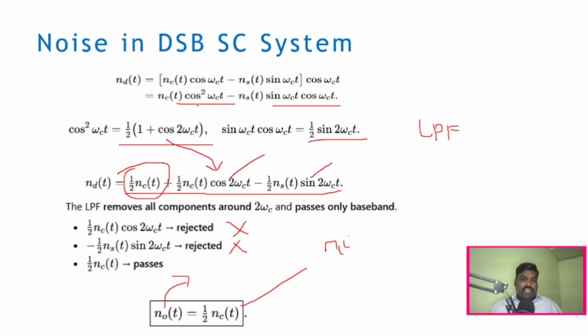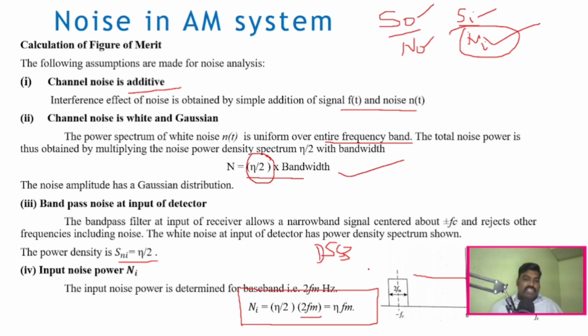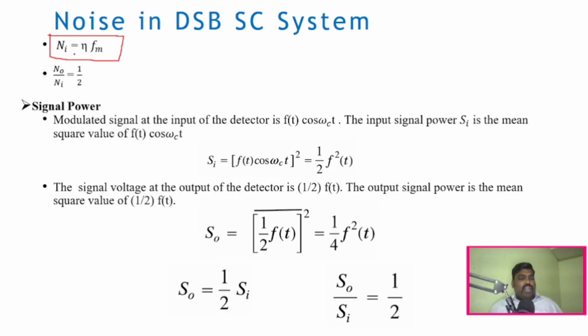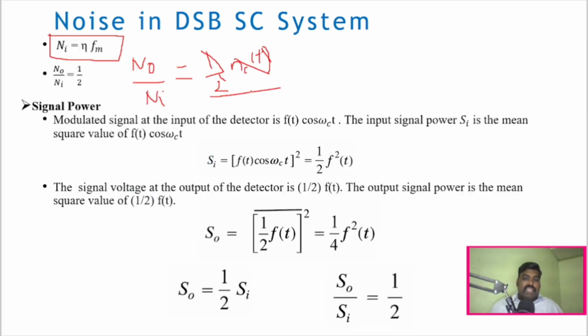This is what we have seen in the assumption itself. You can see this is what we have obtained. So that is what I am recalling here. Input noise power is equal to eta Fm. So now what is N naught? N naught is eta Fm divided by 2. And what is Ni? Ni is eta Fm. So now what happens? This eta Fm gets cancelled and it will be 1 by 2.